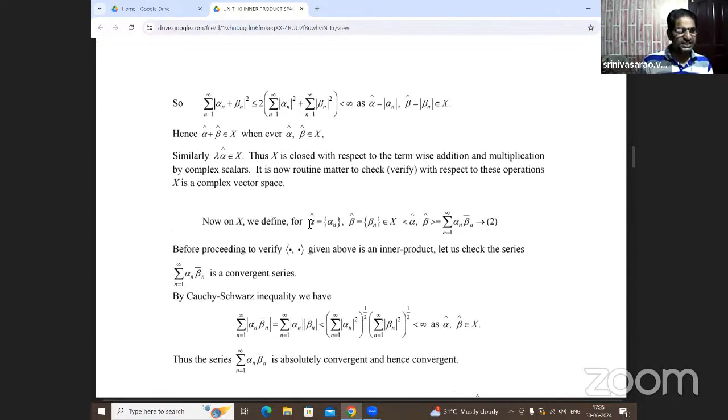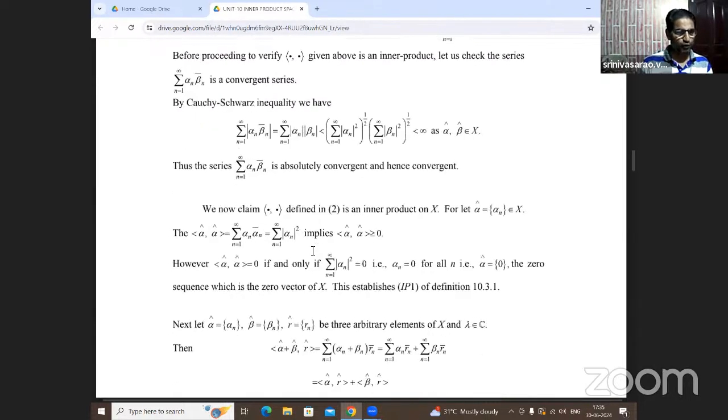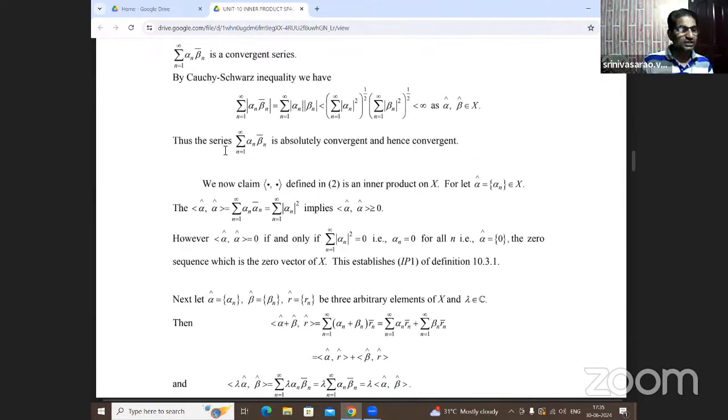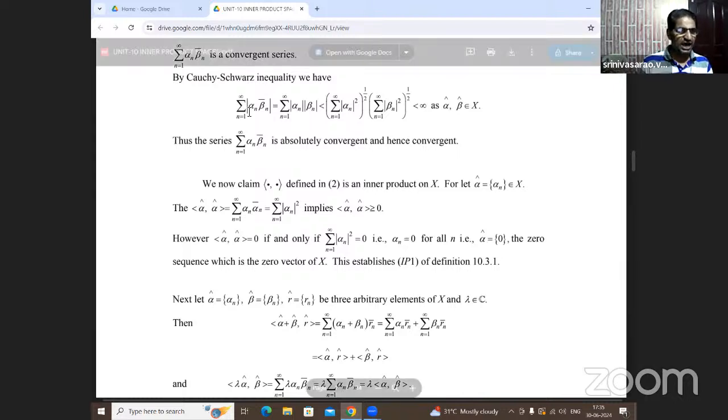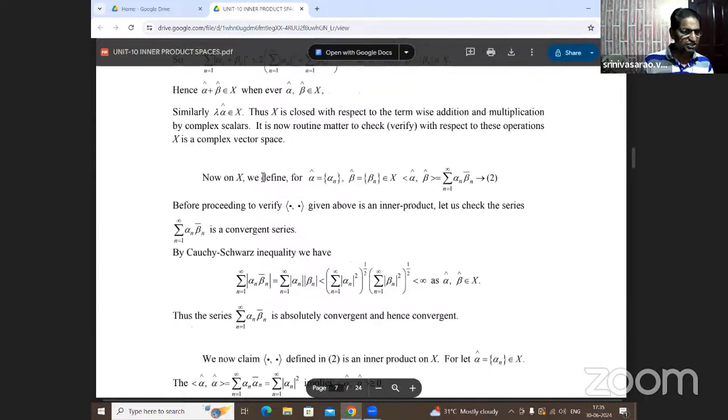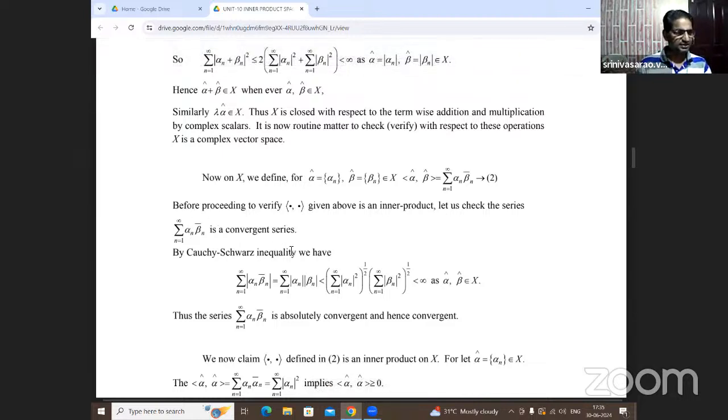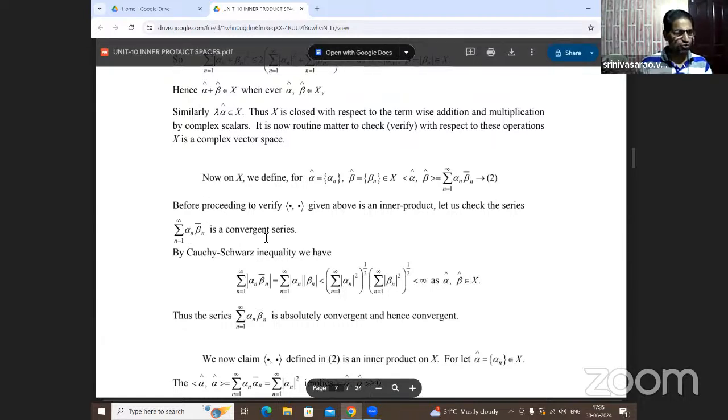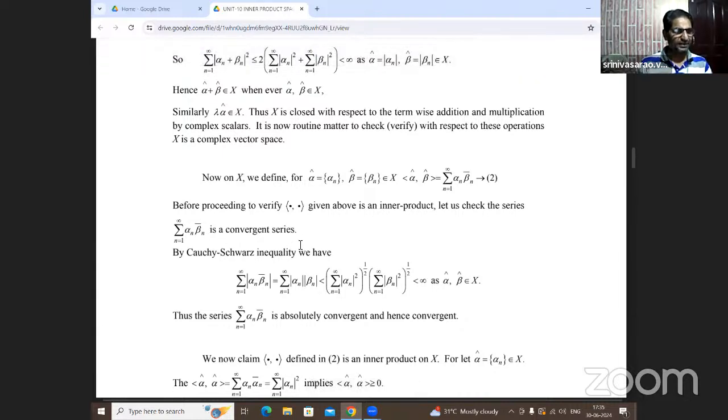So this is one of the finest examples of an inner product through L2 space. L2 with the inner product is also an inner product space. Now, is it absolutely convergent? Already we know that an absolutely convergent series is convergent. According to this condition, by Cauchy's quadratic inequality, the summation of alpha n beta n bar is also a convergent series. So alpha n converges to alpha, beta n converges to beta, and in this way alpha n beta n bar also converges to alpha beta bar.